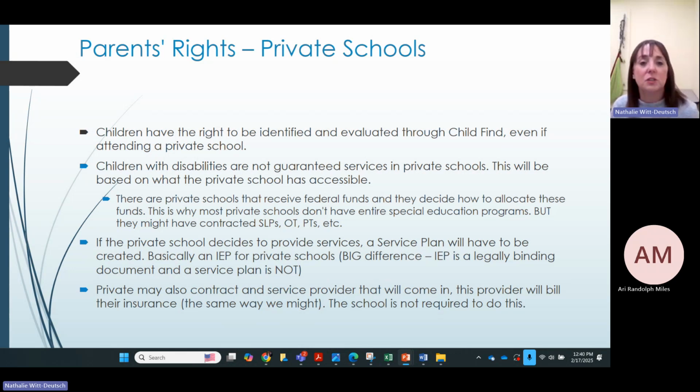The private schools may also contract a service provider that will come in. This provider will bill their insurance the same as what we might. The school is not required to do this.